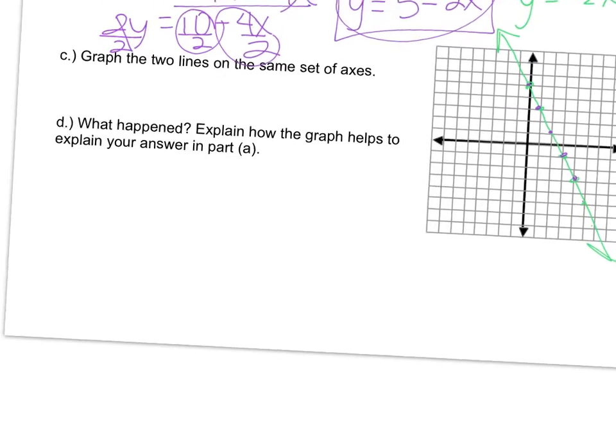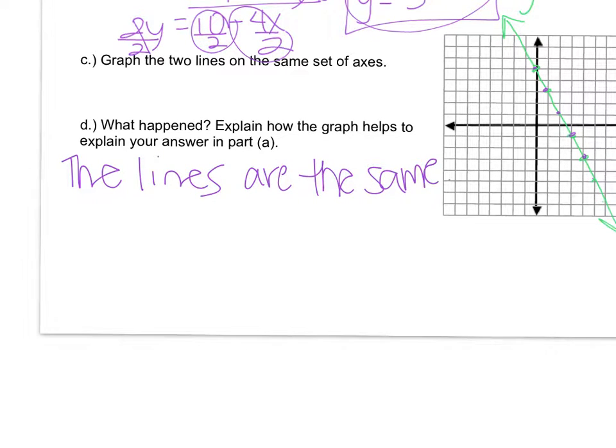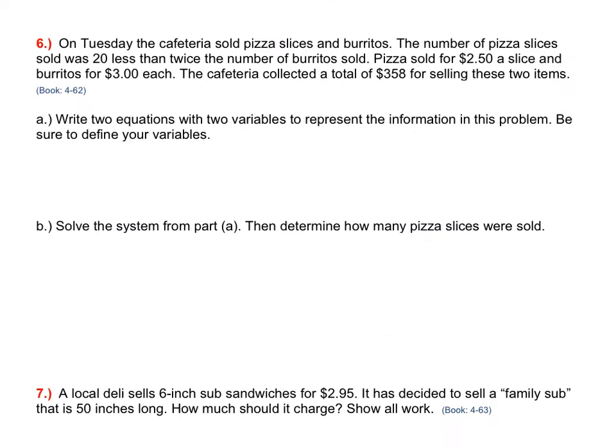So for part D, what happened, you say the lines are the same. Every point is a solution because you have the line on top of the line.